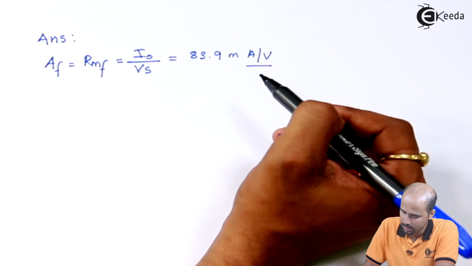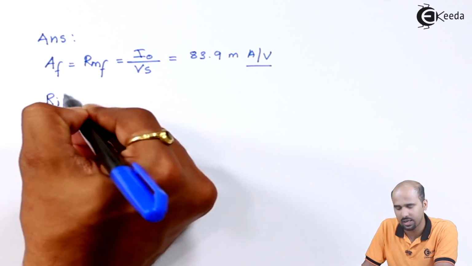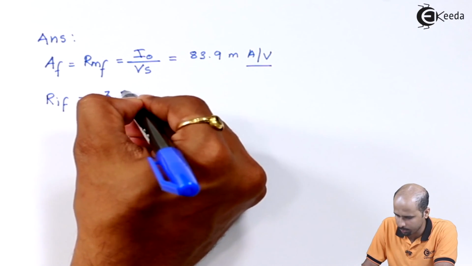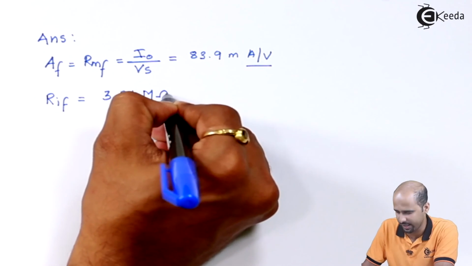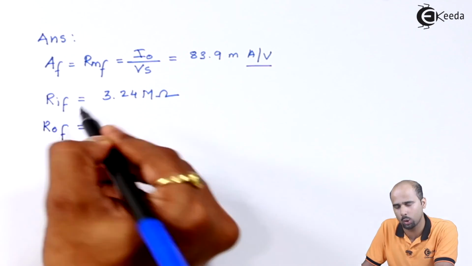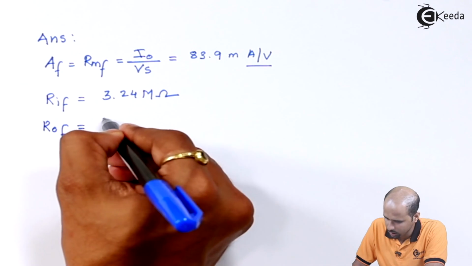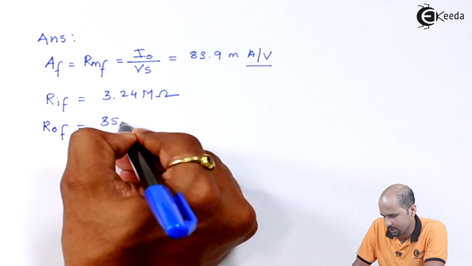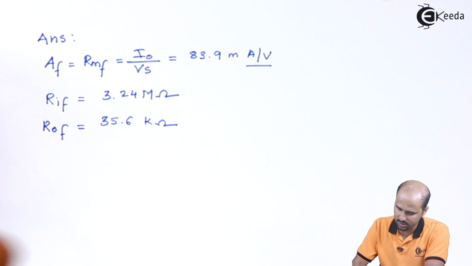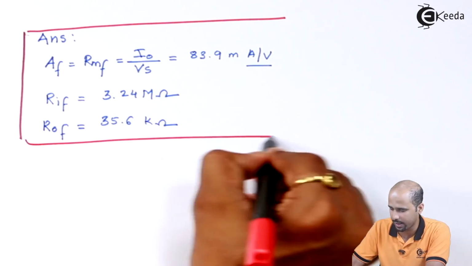Don't forget to write the unit because it's not a voltage by voltage or current by current ratio. Again, moving towards the RIF, that is coming out to be 3.24 mega ohm, which is very high. Similarly, at the output side, ROF, which is coming out to be 35.6 kilo ohm. So these are our calculations that we have done for the given negative feedback amplifier.